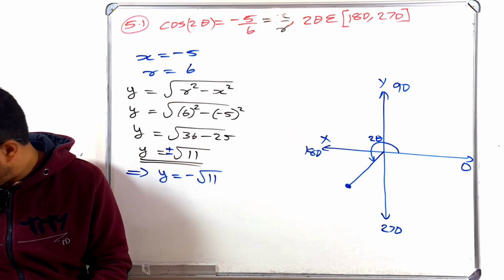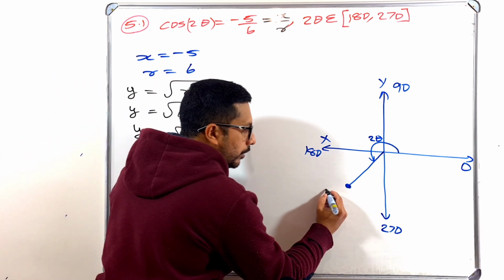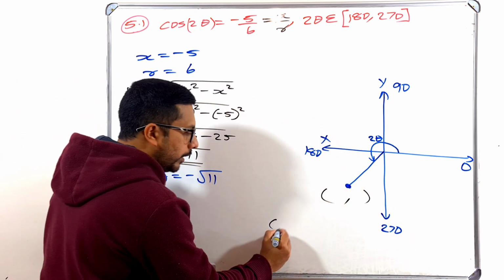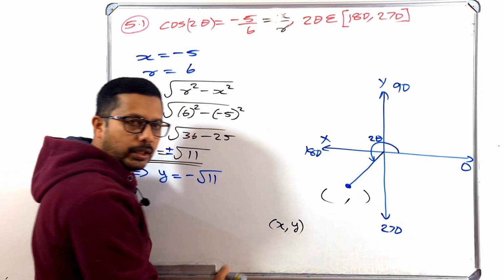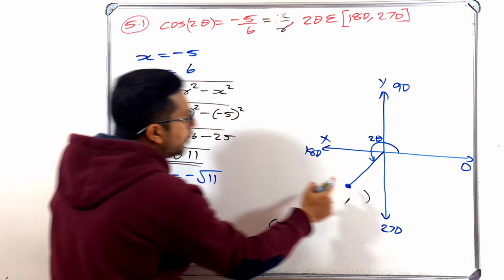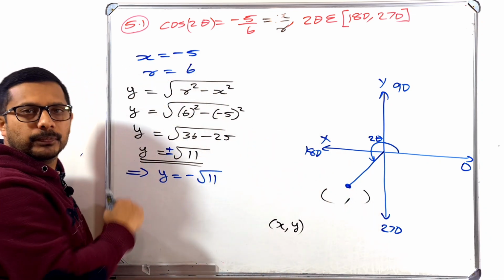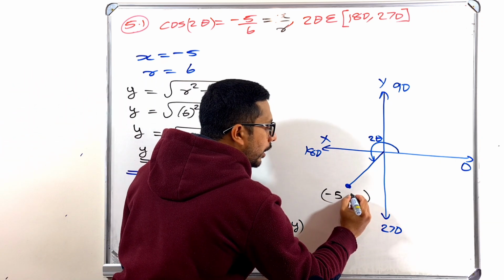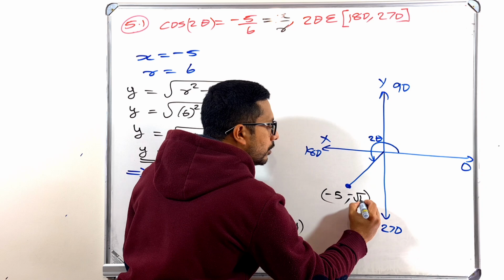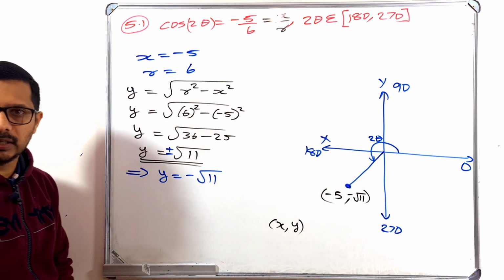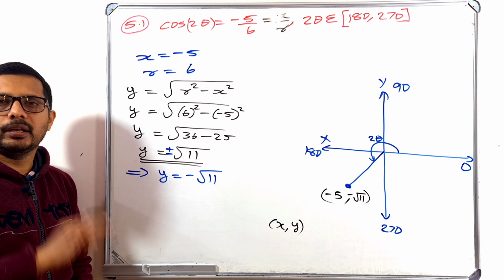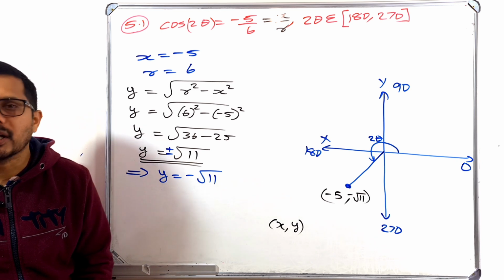Now normally we represent a point with the x and y values. Am I right? X comma y, like this. So at this point, what is the x value we got? Minus 5. The x value is minus 5 and the y value we now got as minus root 11. Now we have the x value, y value and r. Now let's see what is the first question.